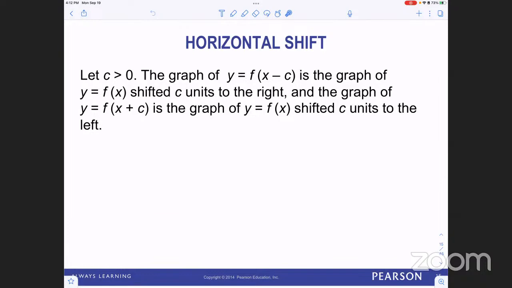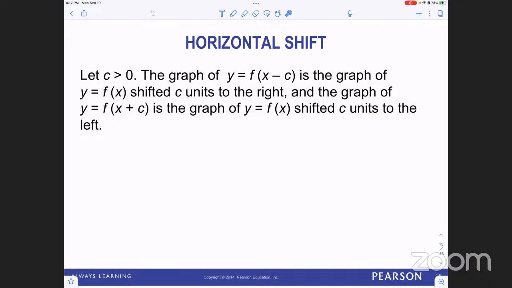So then for horizontal shifts, say we consider some positive number C. When we subtract the positive on the inside, it causes a horizontal change and it should go to the right, C units to the right. When we add a positive on the inside, the basic function is going to be shifted C units to the left.